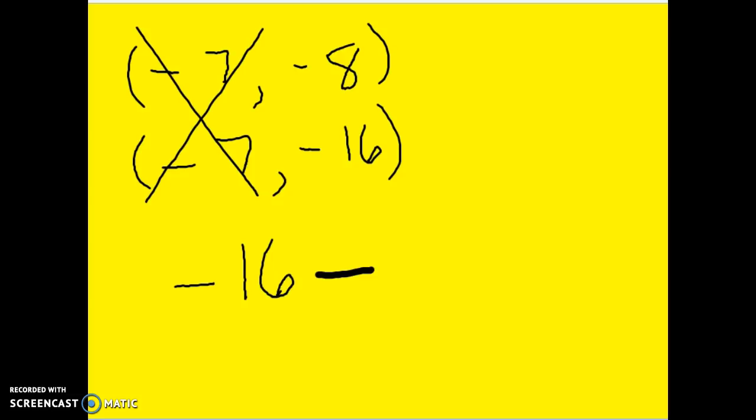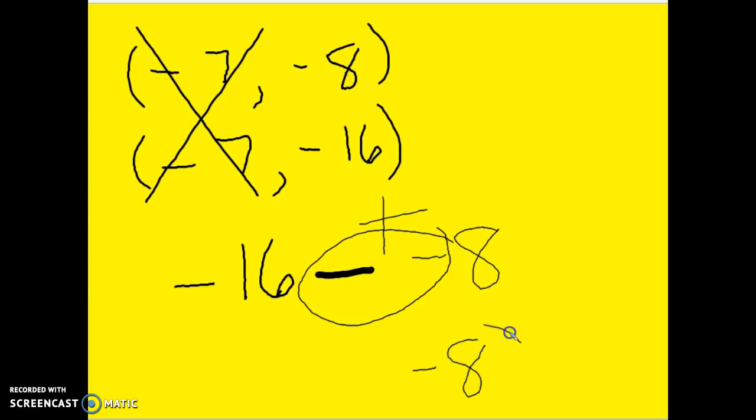So you have -16 minus -8. Well, we know that we have two negatives right next to each other. So that's really -16 plus 8. Well, -16 plus 8 gives me an answer of -8.